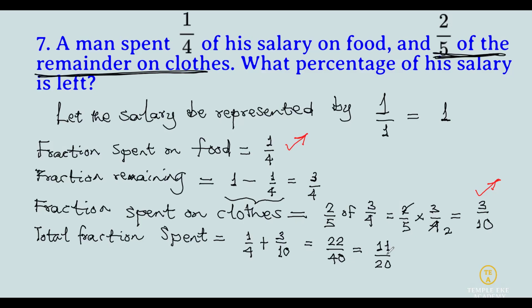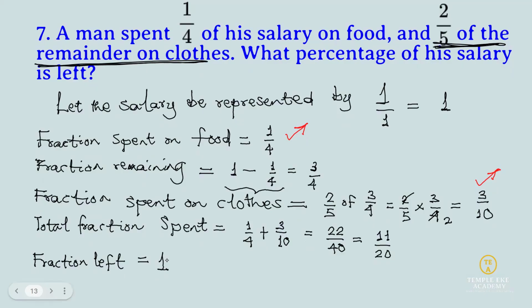We already have the total fraction spent, so let us see the fraction left. The fraction left can easily be found. Fraction left is simply the original fraction, that is the whole salary, minus the fraction spent.